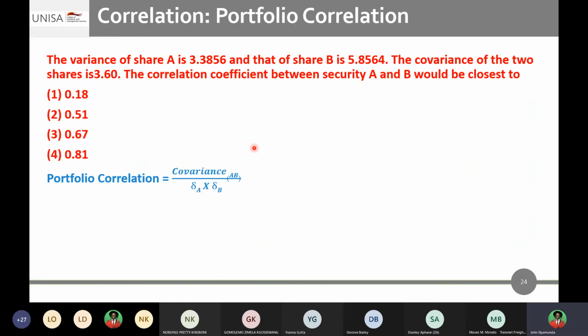I saw this in a past exam paper and I was excited. I had only 2 questions for correlation. Then I found this in the past exam. I said, wow, this is a perfect question to ask.